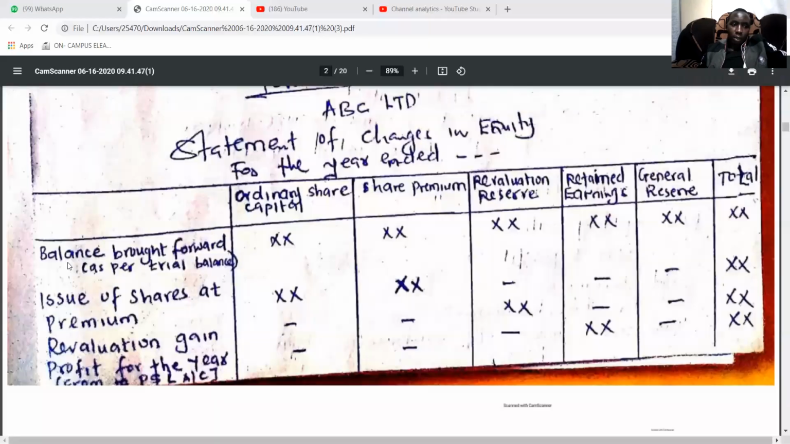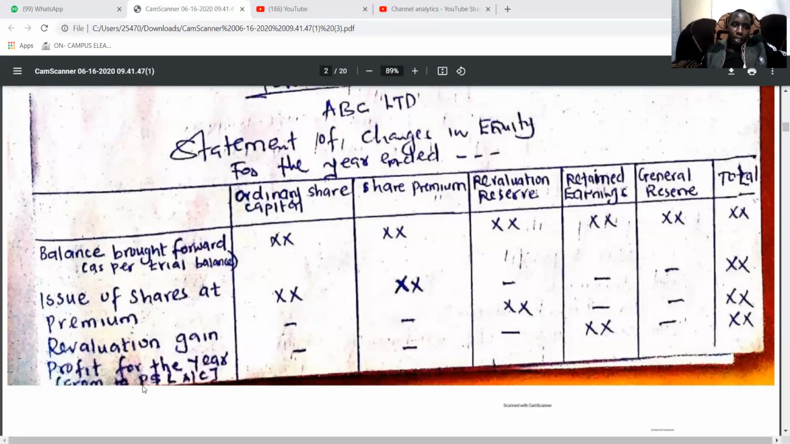So that is what I've talked about here. So the balance brought down. So you pick, maybe if there was a share premium, ordinary share capital, revaluation reserve, retained earnings, general reserve, as per the trial balance. Then you consider if there was some issue of shares at premium. Remember, it has to affect the ordinary share capital and it will affect your share premium. Then again, if there's a revaluation gain, remember that it goes to the revaluation reserve column.